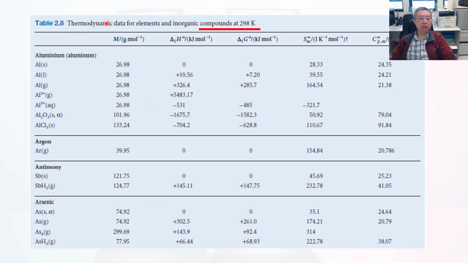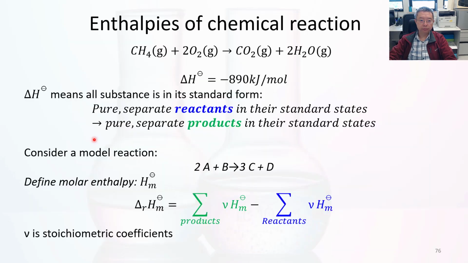Okay, thermodynamic data for elements and inorganic compounds at room temperature. We have the formation entropy, formation Gibbs free energies, and Cp, like heat capacity. This is all listed in the book. With this, we'll be able to calculate the reaction enthalpies.